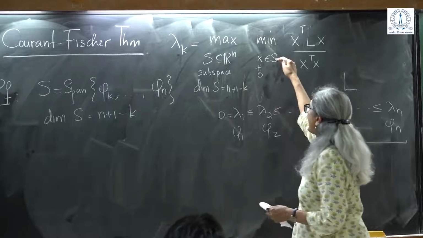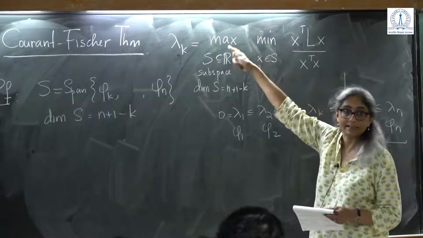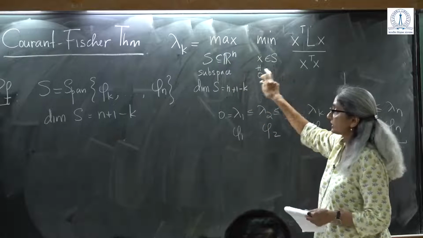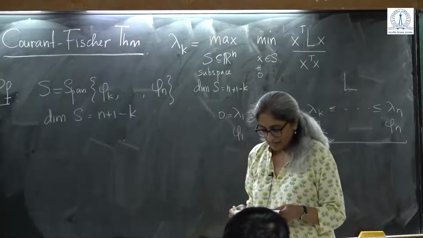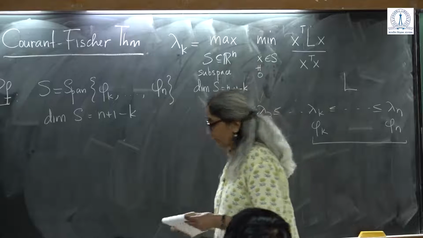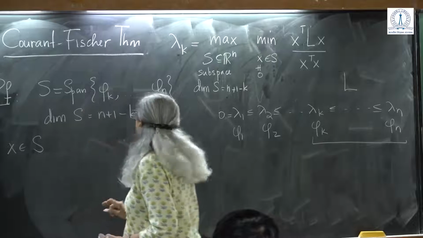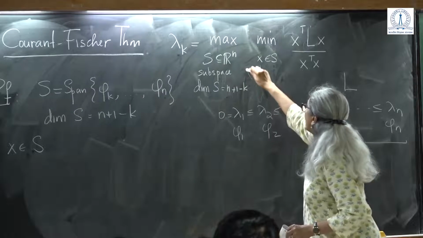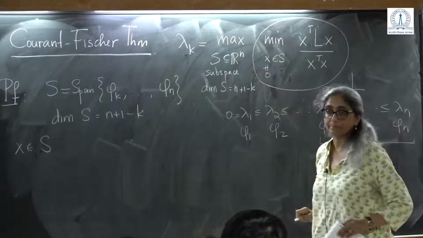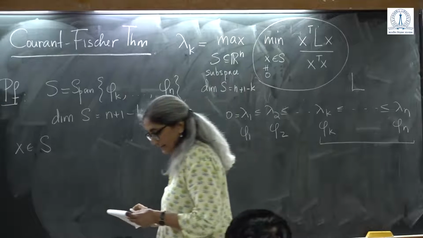For every S, I need to calculate the minimum and then take the maximum. I'm picking a particular S, this S, okay? Right. So let's see what happens if I pick an X in S, okay? I have to calculate the minimum over all X's in S, this bit, right? So let's pick an X in S.